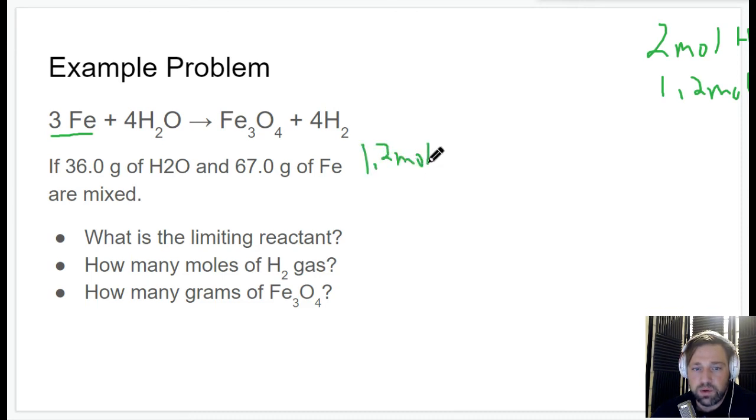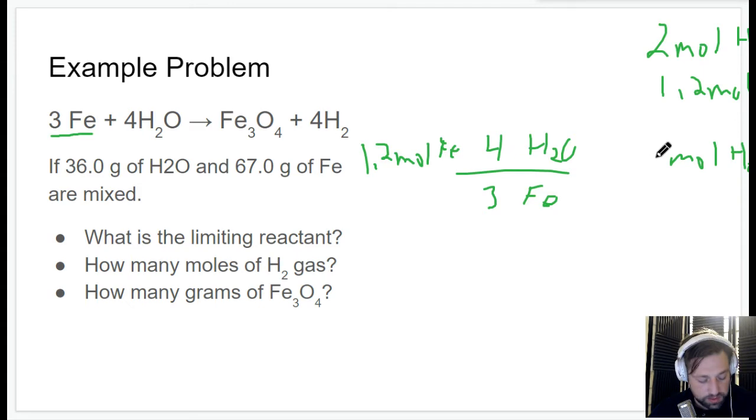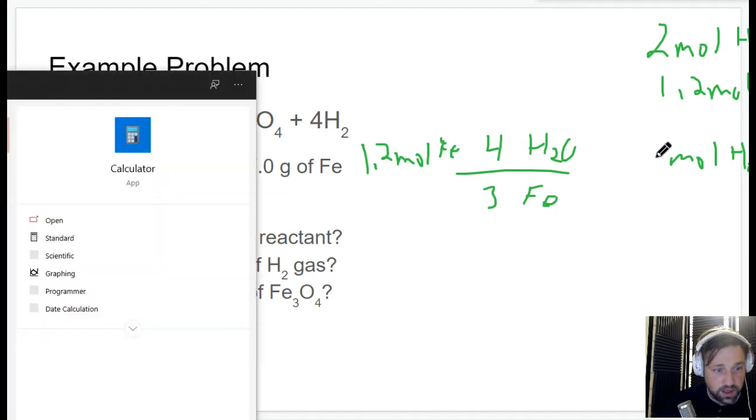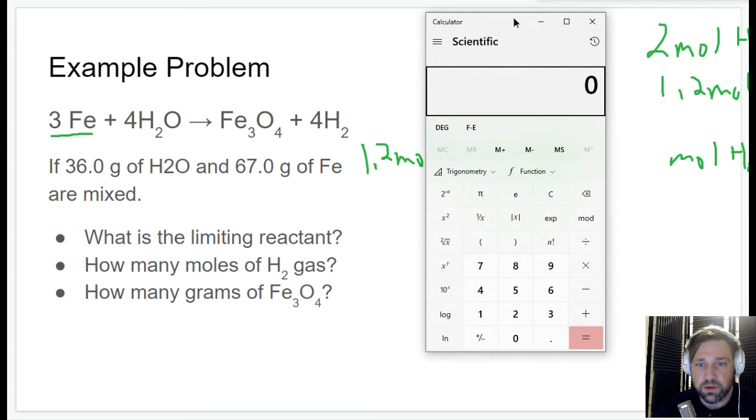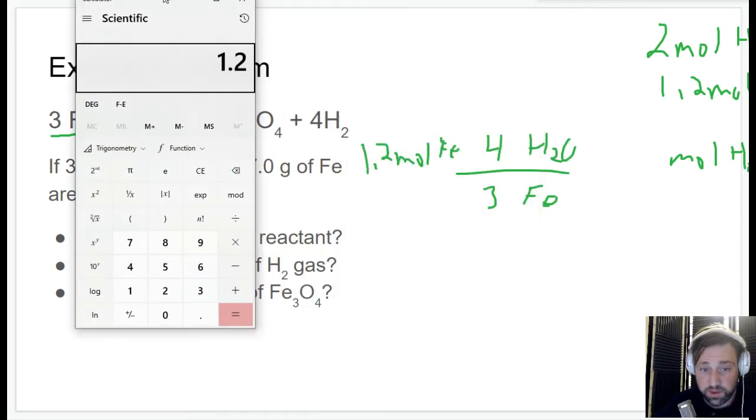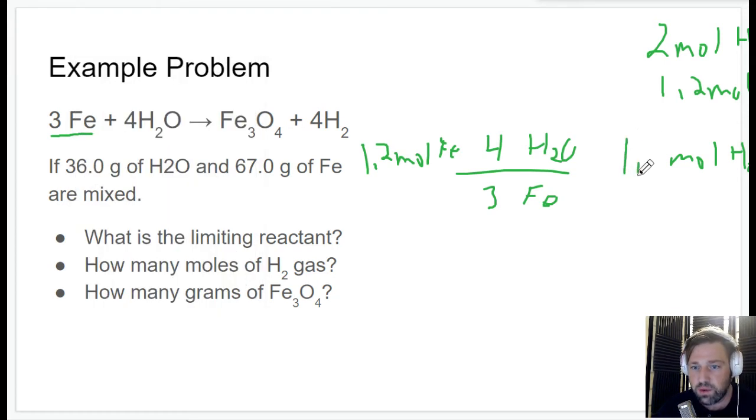So 1.2 moles of iron. We want to get 2 moles of H2O. We know iron is going to go on bottom. H2O is going to go on top. We have 4. We have 3. And now just go through and do this problem. Again, since I never trust myself, I want to use a calculator. Times 4 divided by 3, 1.6. So we have used up 1.6 moles of water.